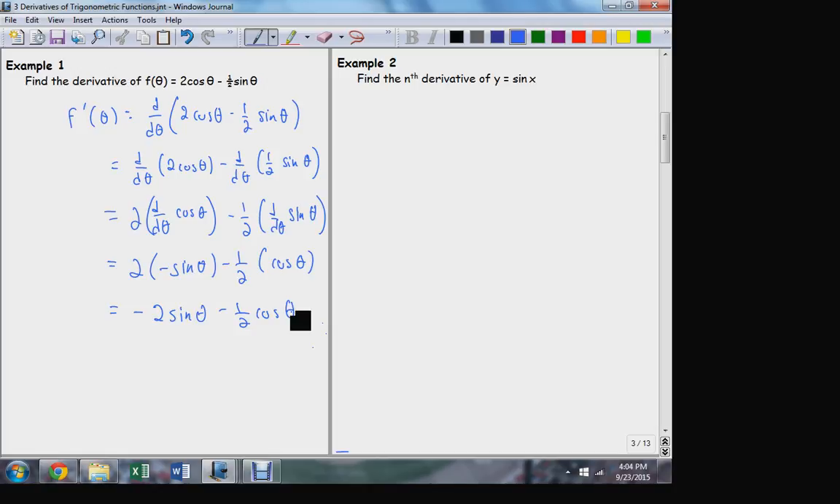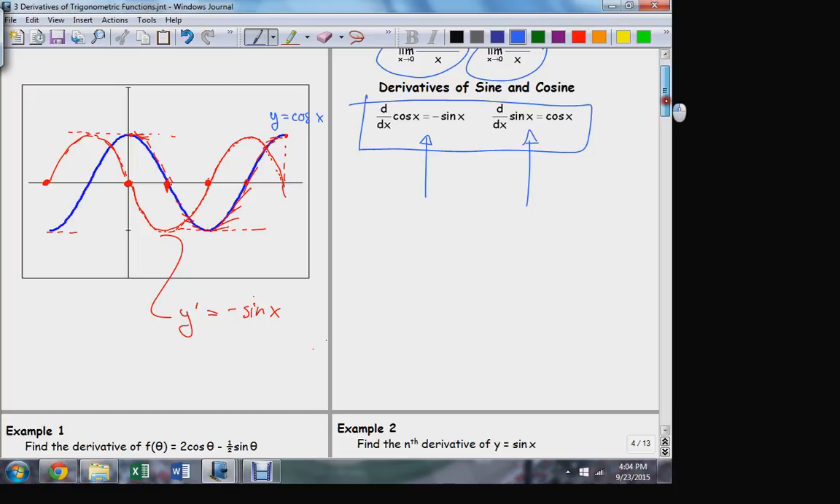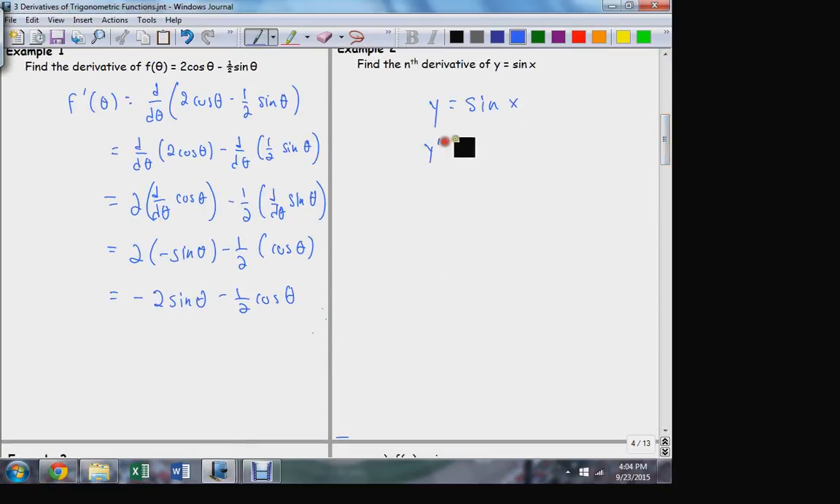Okay, let's look at multiple derivatives, higher order derivatives for these functions. We're going to see an interesting relationship here. What are the successive derivatives of the sine function? So starting from y equals sine theta, what's the first derivative of sine? Cosine. Okay, what's the second derivative? Negative sine.